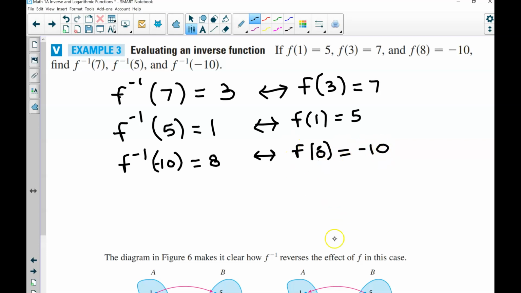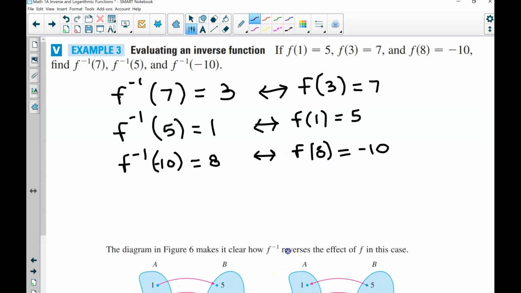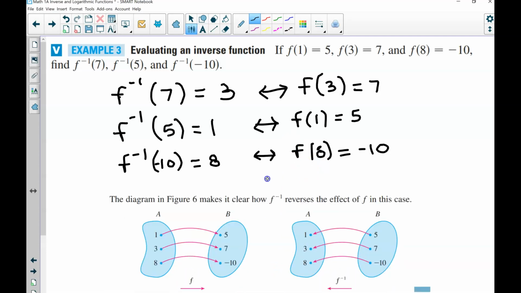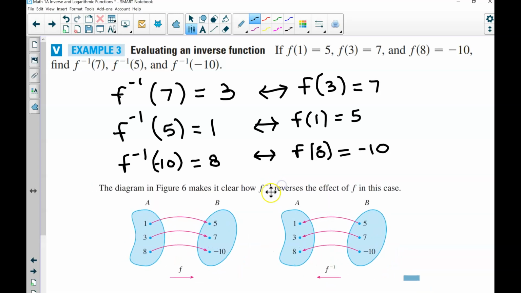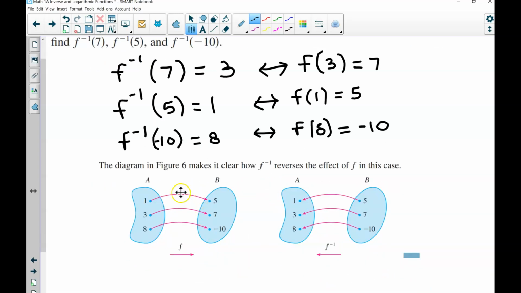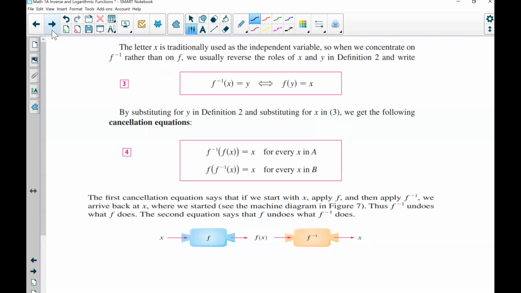Okay, so let's take a look at the mapping here in the reversing effect of f. So this is another way of looking at this. You have a map. 1 is the input, 5 is the output, 3 is the input, 7 is the output, 8 is the input, -10 is the output. That is f. Now f inverse maps B to A. So 5 is the input, 1 is the output, and so forth. So that basically just tells us that it's an inverse.